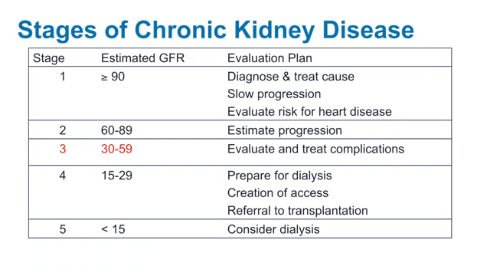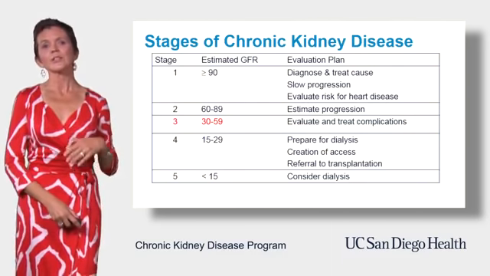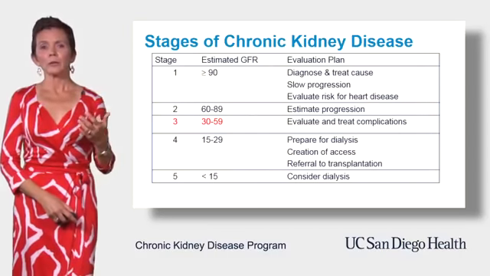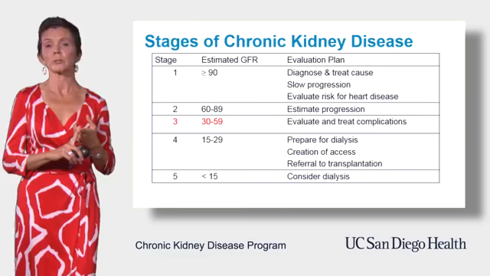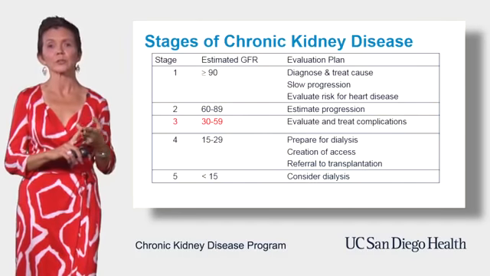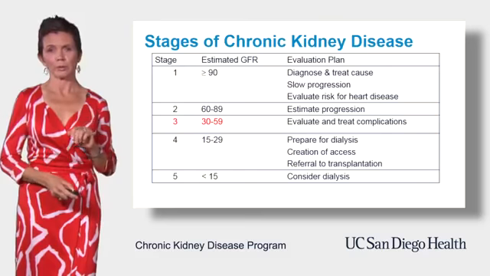Now let's move to stage 4. In stage 4 CKD, GFR is between 15 and 29. This is considered a pretty advanced stage. So we start talking about what the kidney's future might hold. We might discuss potential plans for either dialysis or transplantation or both, whatever is most appropriate for you.